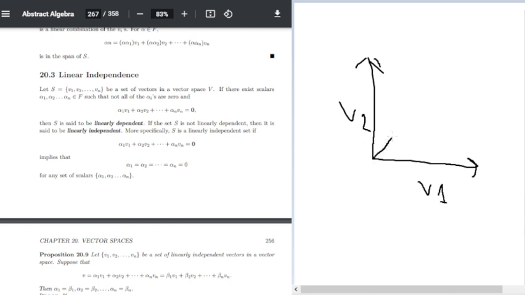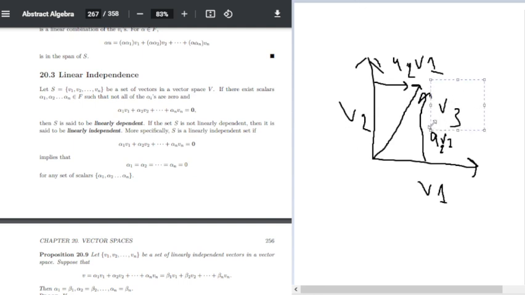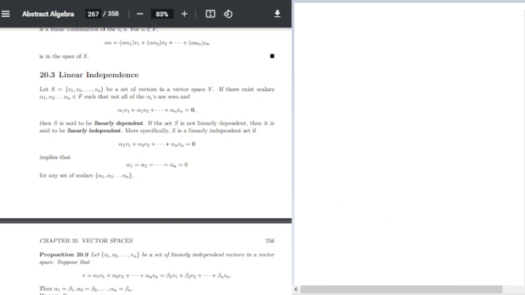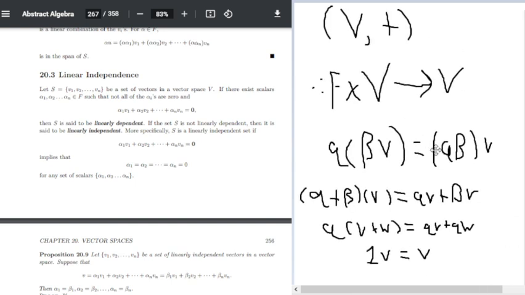But now let's add this vector v3. Well, v3 is a certain alpha 2 v2 along with alpha 1 v1. And since we can write v3 as the sum of alpha 1 v1 and alpha 2 v2, that means that v1, v2, and v3 are not linearly independent. There's some redundant information here. Alright, give me a second to drag this back.